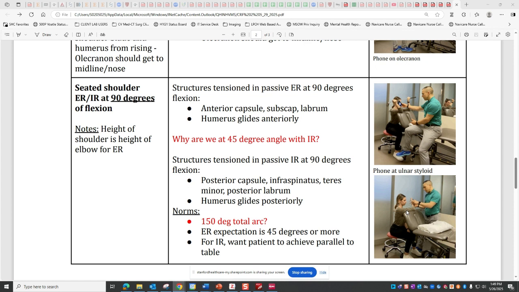Structures tension with IR, posterior capsule, yes. Infraspinatus, yes. Teres minor, to some extent, yes. Actually, no, that is accurate. Posterior labrum, yes, but I can't say that's going to be the biggest constraint. Yeah, I think if you listed them in the order of constraint, I would agree with that. Yeah, humerus glides posterior. I would say, yeah.